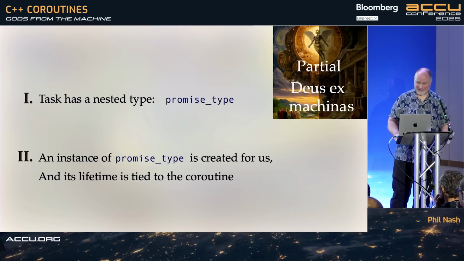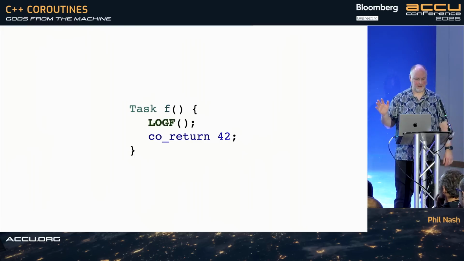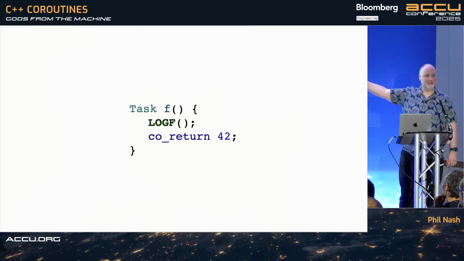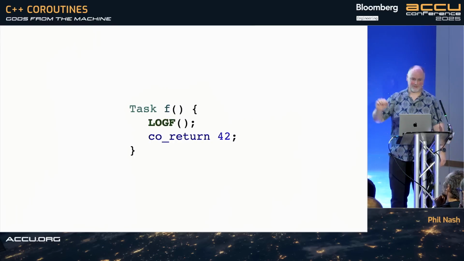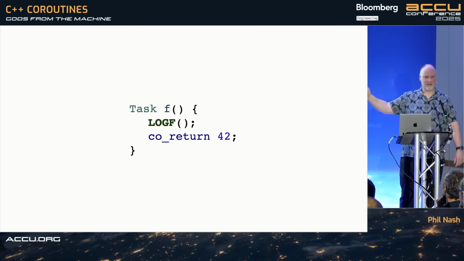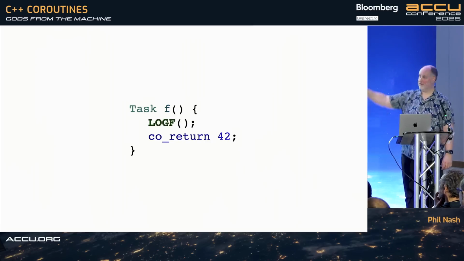In fact, let's dig into that a little bit. First of all, quick test. What makes this a coroutine? Well done, you were paying attention. Yeah, the presence of the co_return keyword. If we had co_await or co_yield, that would also make it a coroutine. It's not the task return.